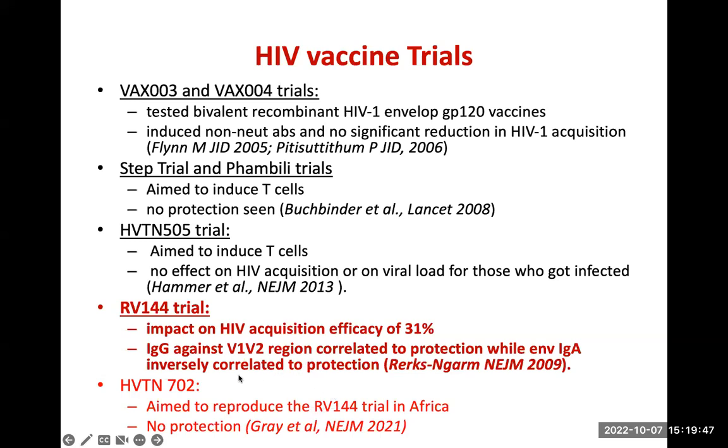So what did we do? The field went and modified this so that the vaccine can suit viruses that are circulating in Africa. And this is what was tried in South Africa and several other African countries. No protection. It was quite disappointing. So you can see that it has been quite a struggle as far as getting HIV vaccines are concerned.